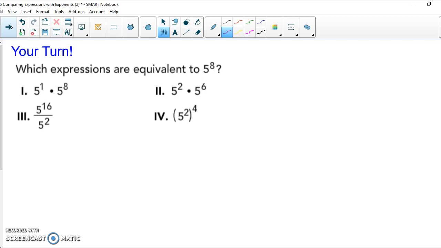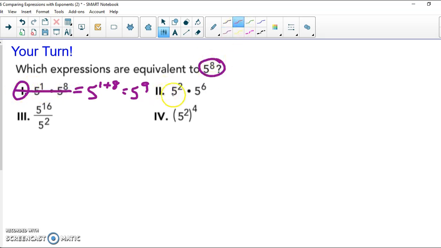But let's practice some that are a little more structured and not so open-ended so that you can think about how to apply this idea. If we're looking for expressions that are equivalent to 5 to the 8th power, let's check out number 1 here. I have 5 to the 1st power times 5 to the 8th power. So I notice that I'm multiplying and I have the same base. So my property says that I will keep that same base and I will add my exponents. So 5 to the 1st times 5 to the 8th is really 5 to the 1 plus 8, which is 5 to the 9th power. So this one would not be equivalent to 5 to the 8th.